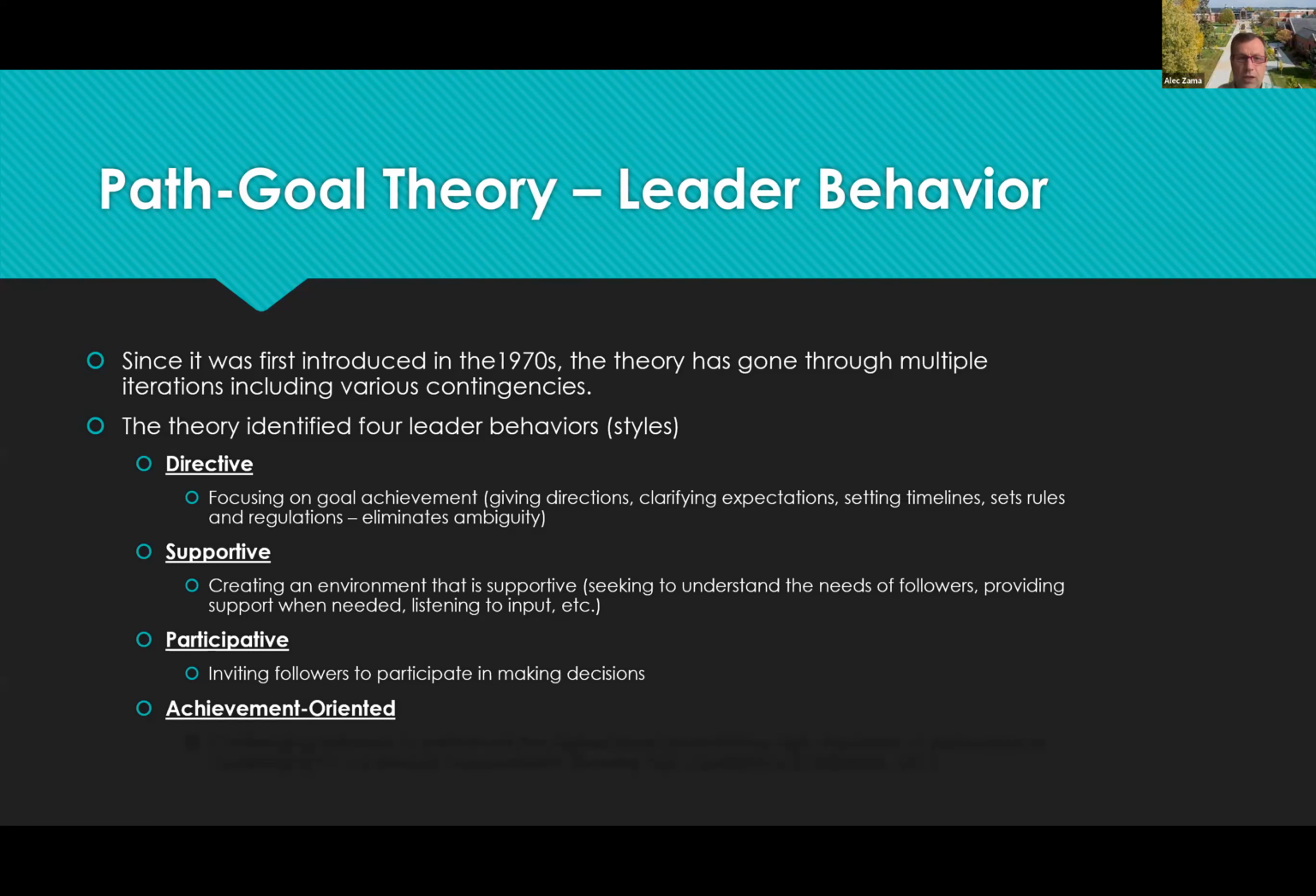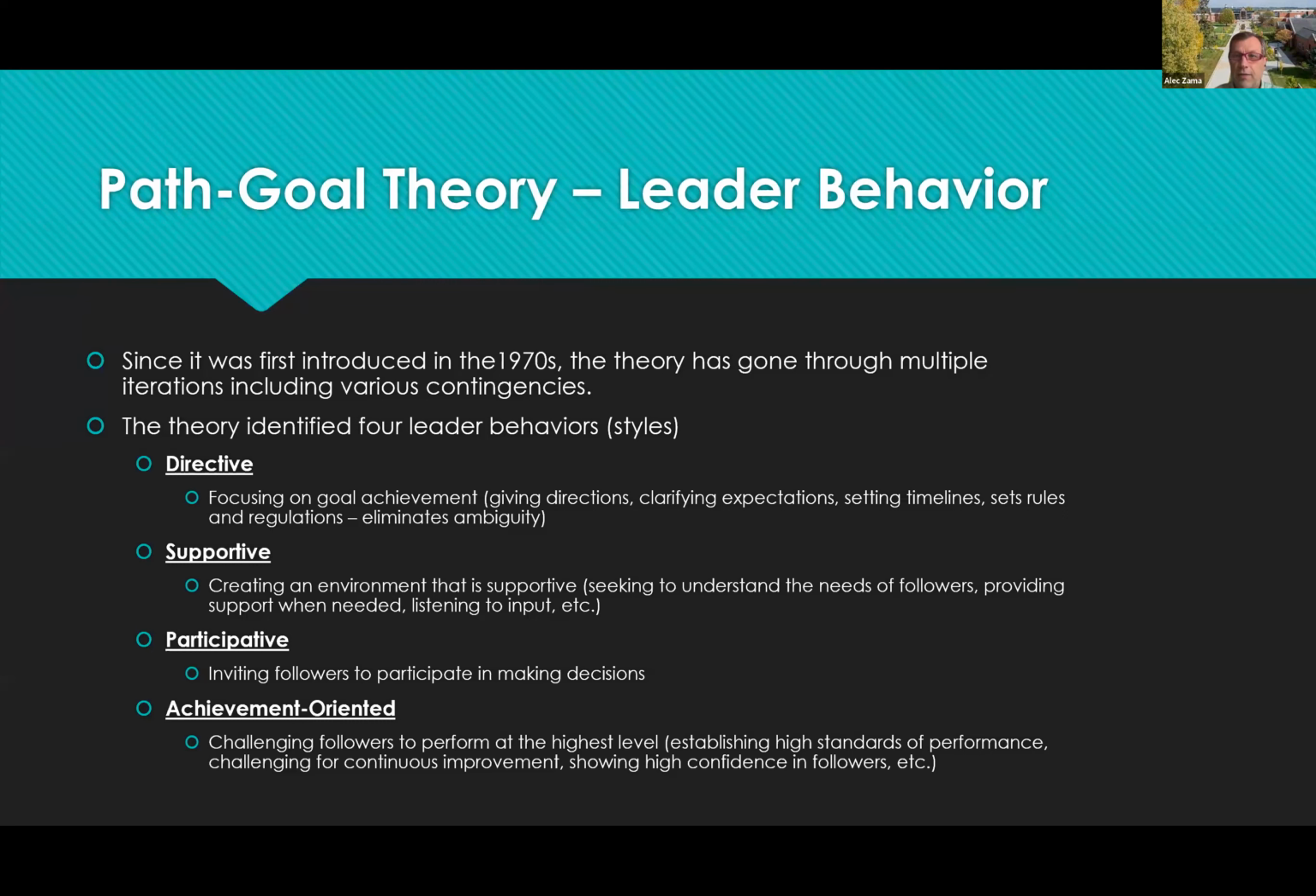And then achievement-oriented is a style where a leader will challenge followers to perform at their highest level. So they tend to establish high levels of performance and challenge them to engage in continuous improvement, showing confidence in them. So anything that will challenge followers in order to push themselves to a higher level of performance. So those are the 4 styles of leadership.